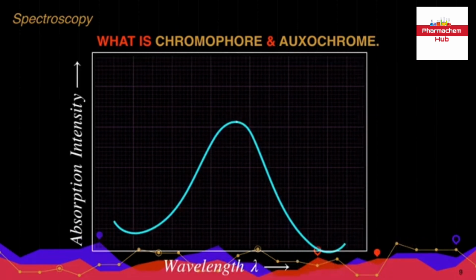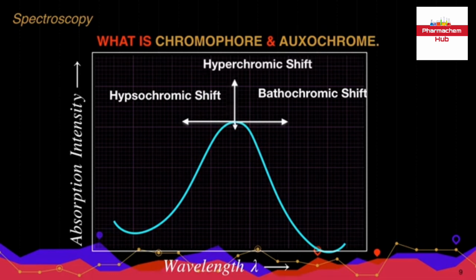So, there are four types of shifts. First is bathochromic shift, second is hypsochromic shift. In case of intensity, hyperchromic shift and hypochromic shift.